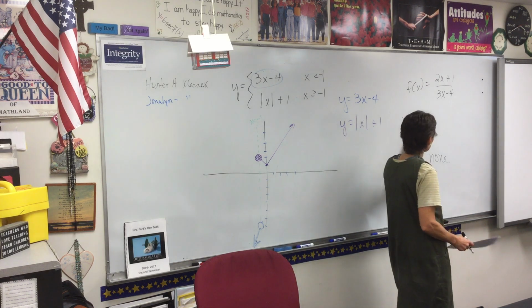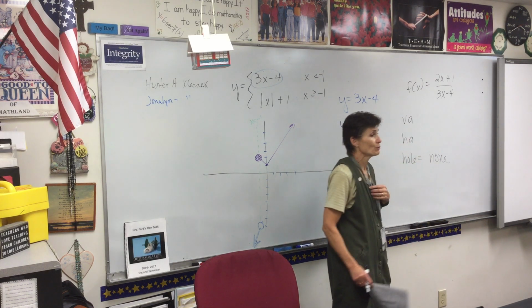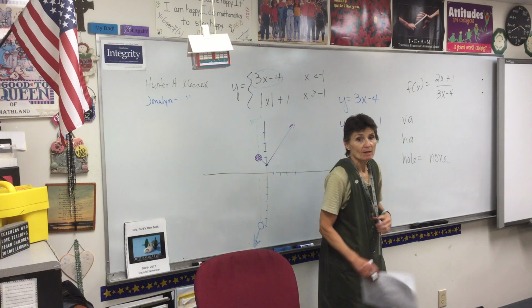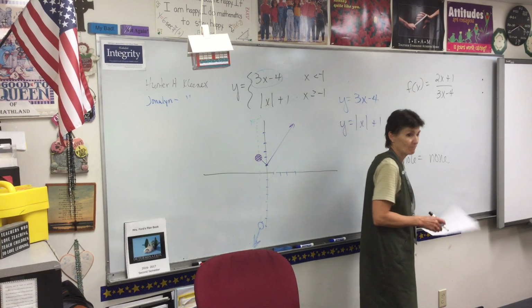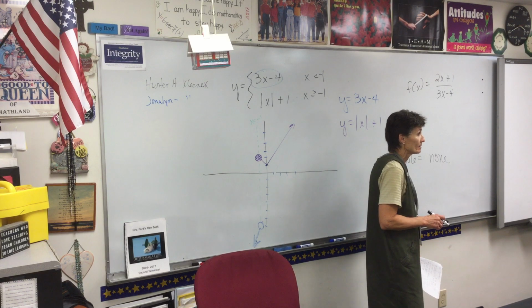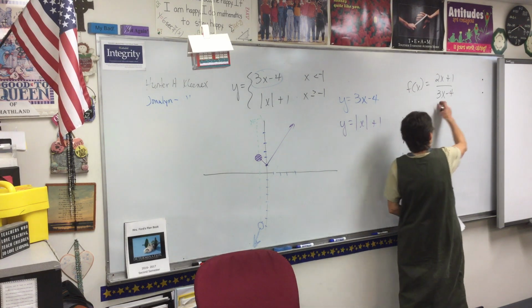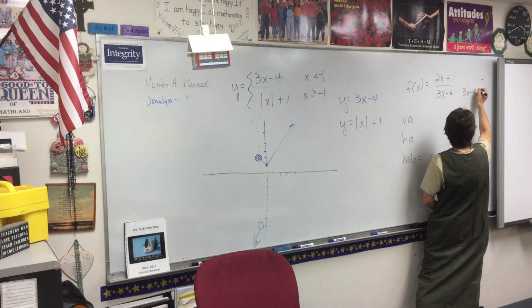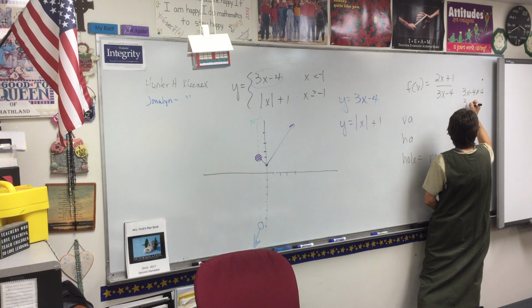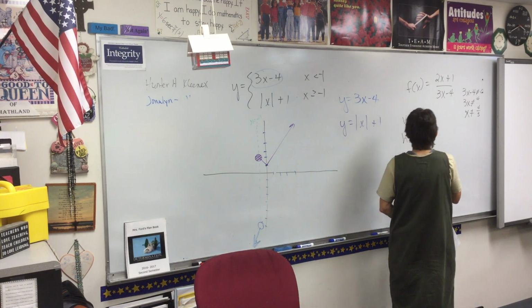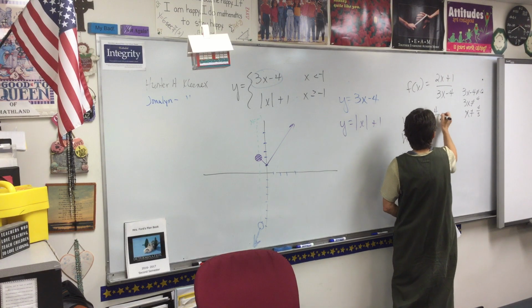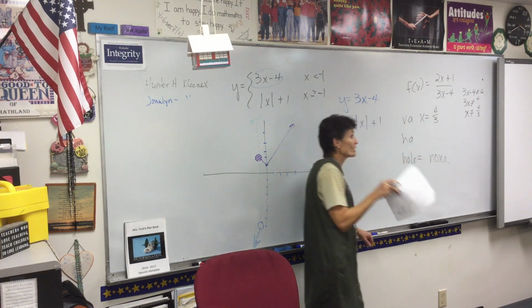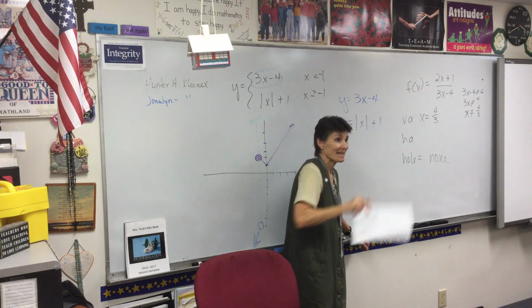What can you tell me about vertical asymptotes? Where do they come from? From the domain rules. They come from the denominator, right? Tell me what x cannot be. 4/3. So my vertical asymptote is at 4/3. Your vertical asymptote is where x cannot be.